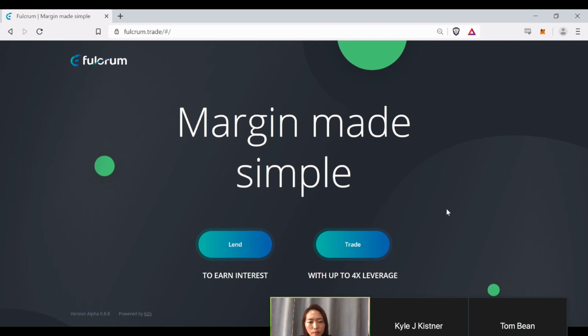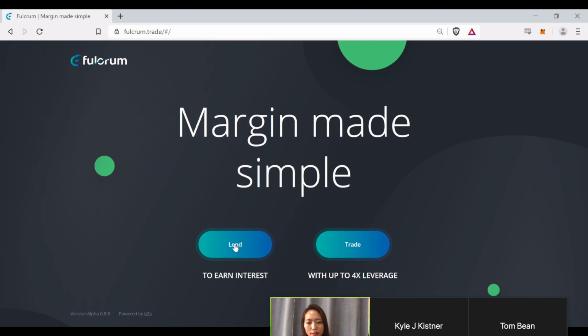So we tried to make Fulcrum as easy to use as possible. That was the goal. We try to make it so everything can be done in 3 clicks, so you get all the information and have to think as little about it as possible. Then can you walk us through the different functions? Shall we start with the lending?